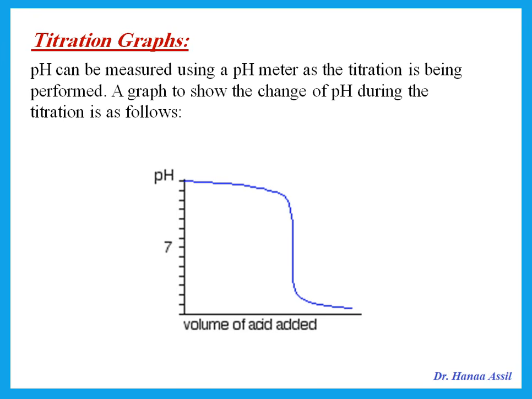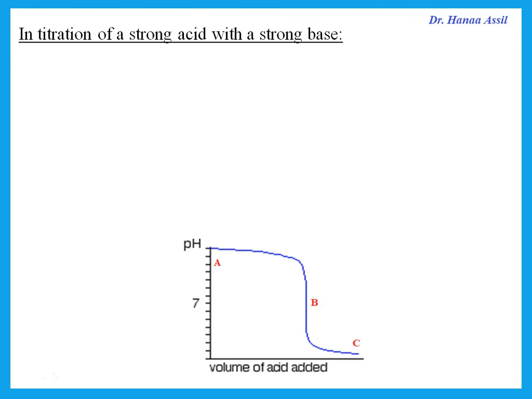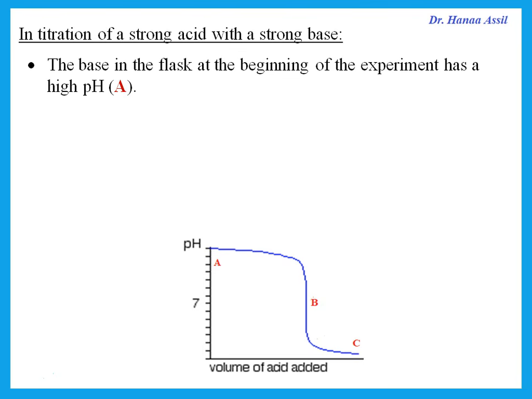Okay, we follow this using titration graphs. So pH is measured using a pH meter as we do titration. A graph to show the change of pH during the titration is as follows. You remember what titration is? We have a certain base in a flask and we're adding acid to the flask. So if we're titrating a strong acid with a strong base, the first thing is we have a base in the flask, so it has a high pH. So we're starting from the pH at point A.